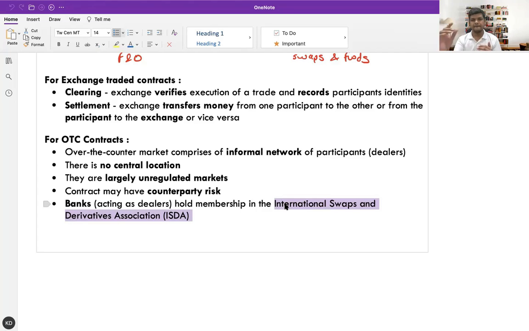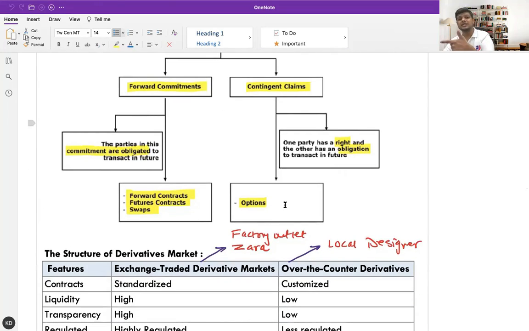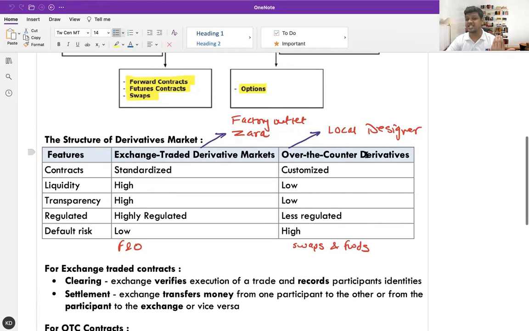Everything is cleared about what an exchange traded contract is, what an OTC is, what a forward commitment is, and what a contingent claim is. In forward commitments, you have forwards, futures, and swaps. In the contingent one, you have options. You have pros and cons of both the exchange contracts as well as the OTC.